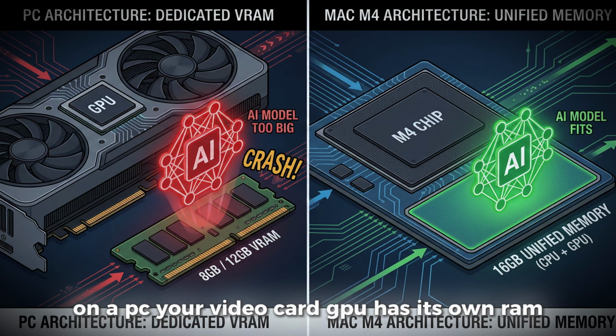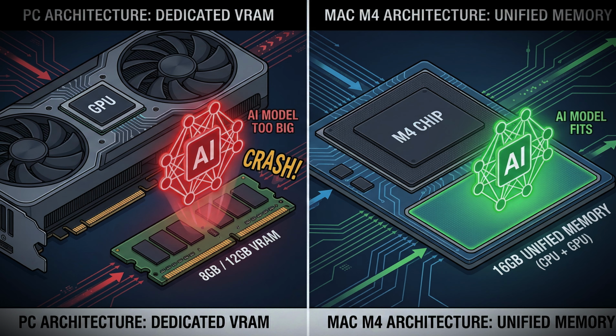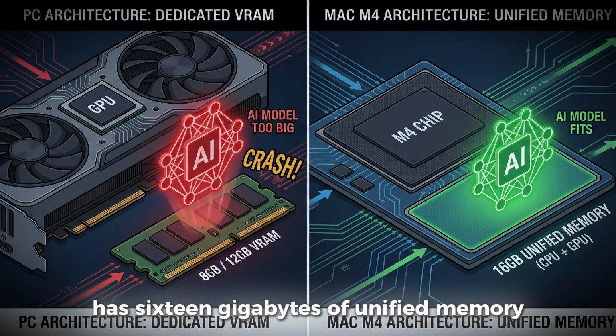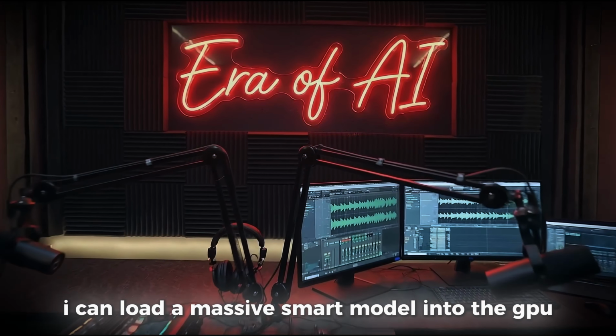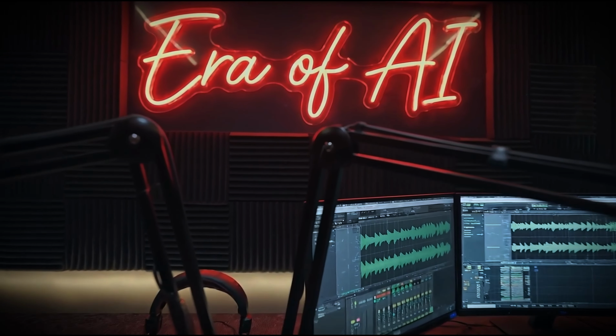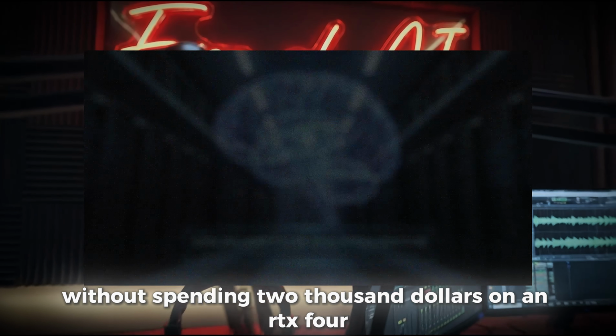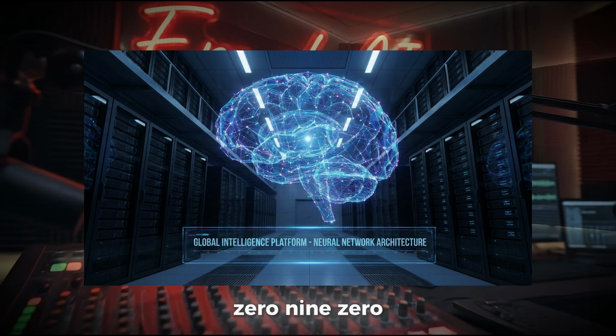On a PC, your video card, GPU, has its own RAM, usually 8 gigabytes or 12 gigabytes. Once your AI model gets too big, it crashes. On a Mac, the CPU and GPU share the same pool of memory. This base model M4 has 16 gigabytes of unified memory. That means I can load a massive, smart model into the GPU without spending $2,000 on an RTX 4090.